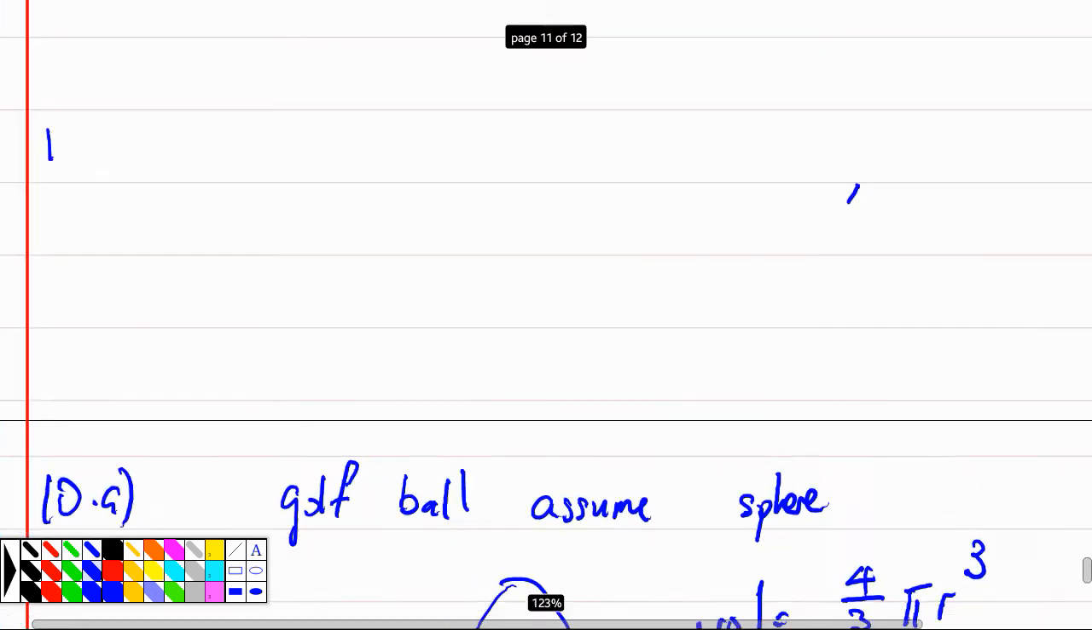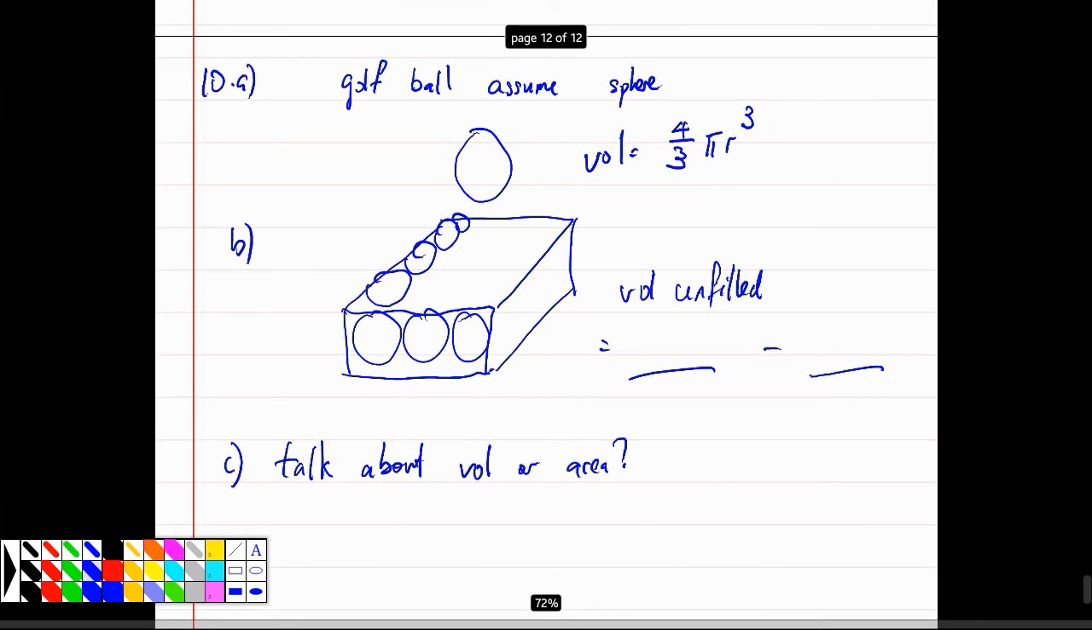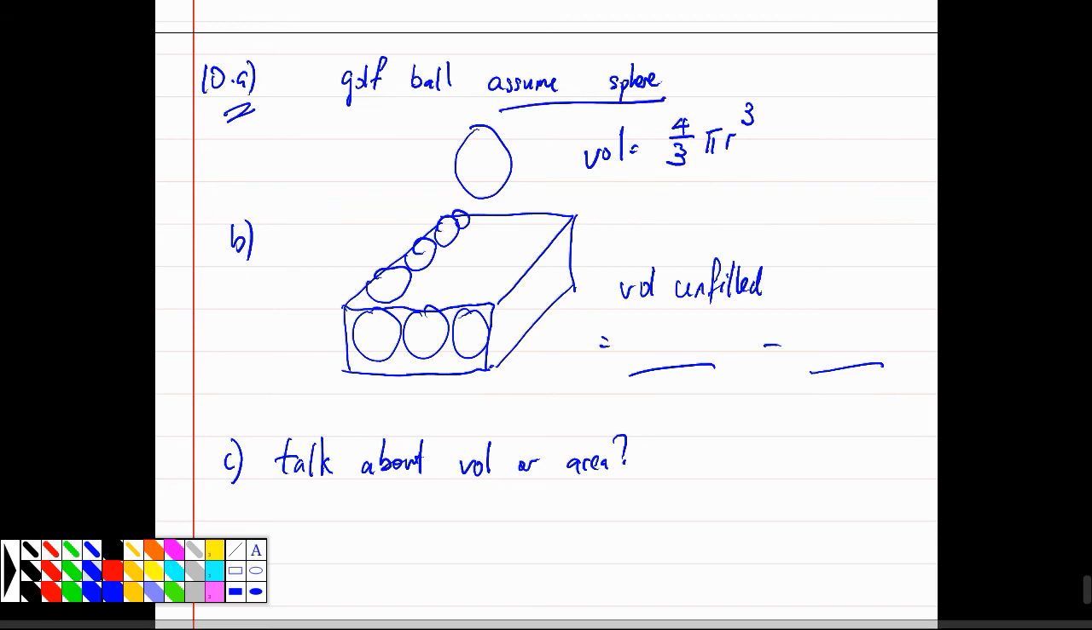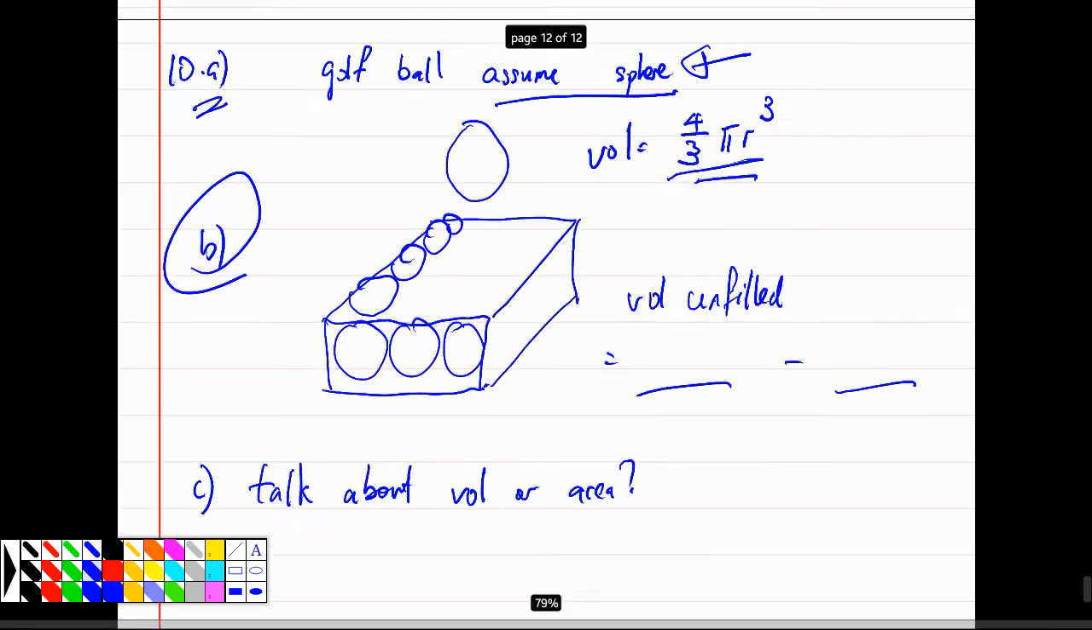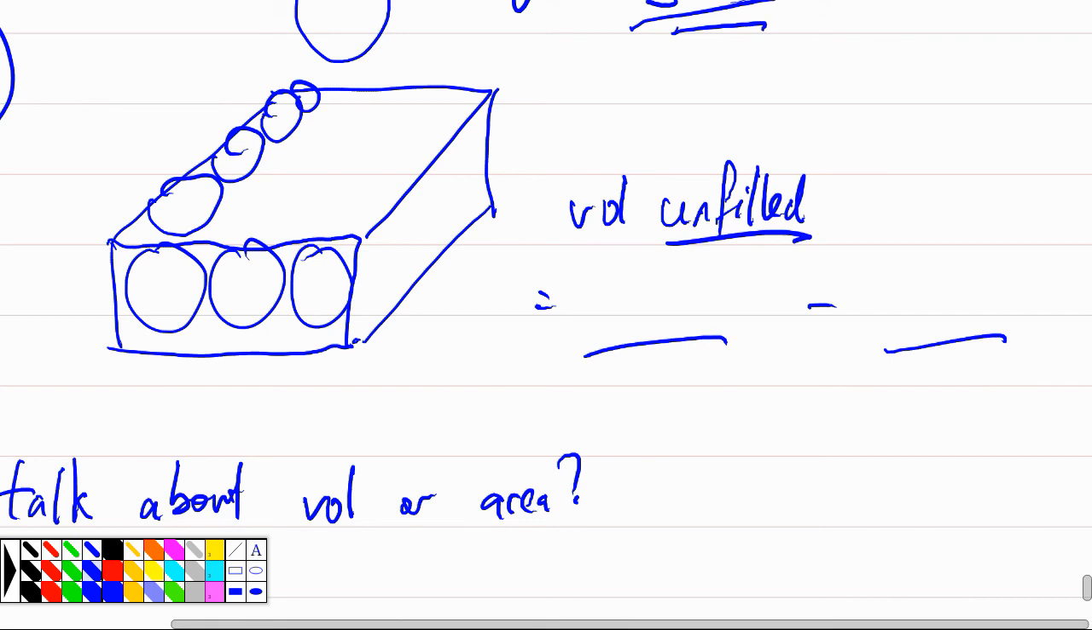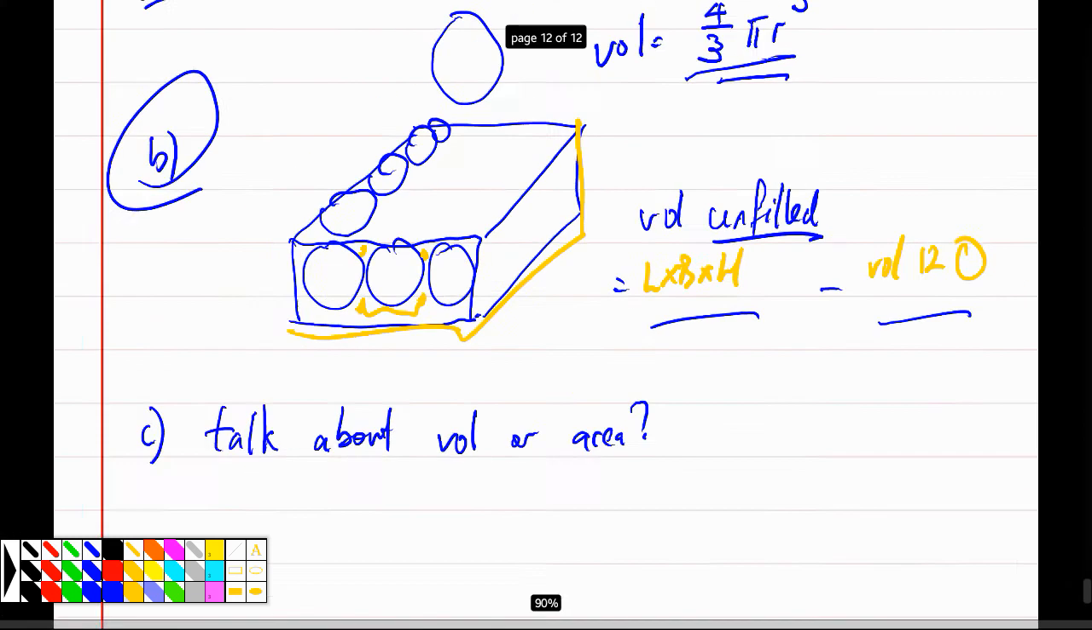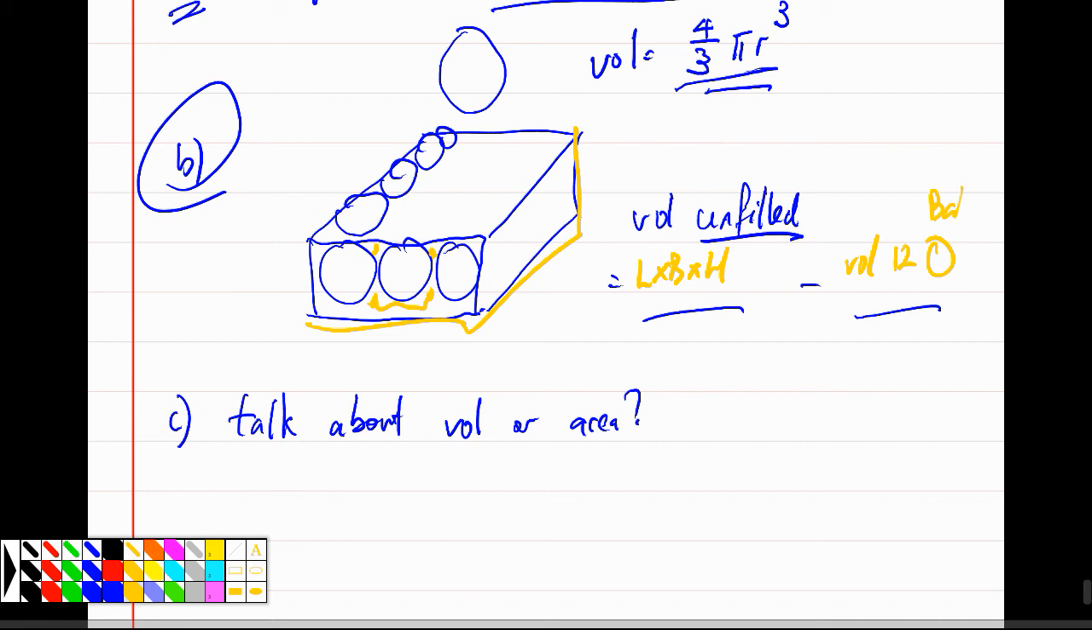Question 10. Alright, question 10 says I want to look at the golf ball. So assume golf ball is in the form of a sphere. This is the formula of sphere. You go and try. B, I want to pack. So if I look at the empty spaces, it is actually all the area here and here and here. What I can do is I can take length times breadth times height, that's the volume of the whole box, minus the volume of the 12 balls, right? This is the balls. So figure out, go and try.